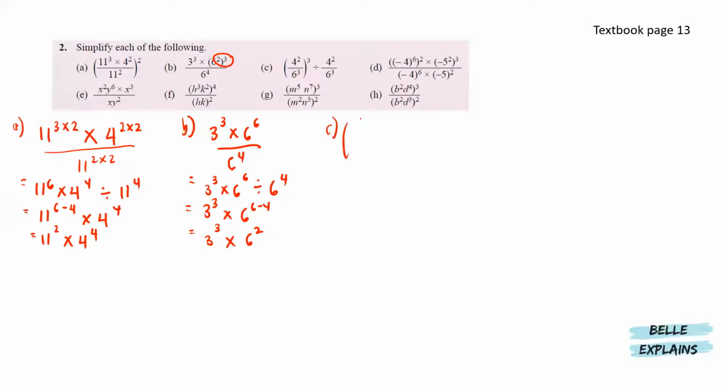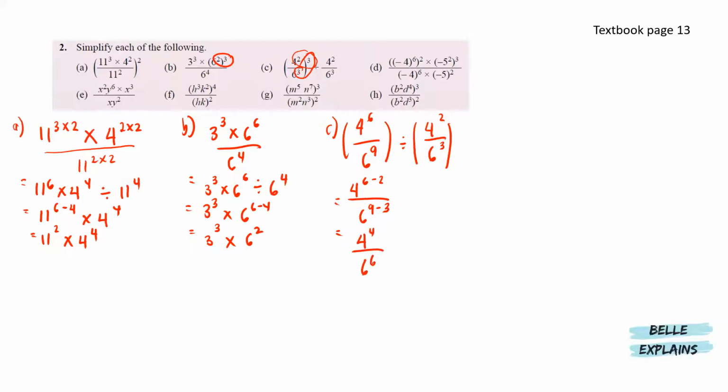D, we have 4 to the power of 2 times 3 here gives us 4 to the power of 6. And then 6 to the power of 3 times 3 here gives us 6 to the power of 9, divided by 4 to the power of 2 over 6 to the power of 3. Since the base is the same, we can simplify that further. We have 4 to the power of 6 minus 2 over 6 to the power of 9 minus 3. And that will give us 4 to the power of 4 and 6 to the power of 6.